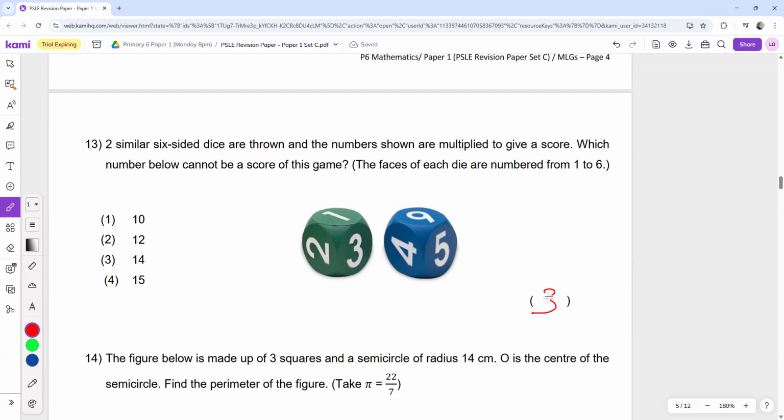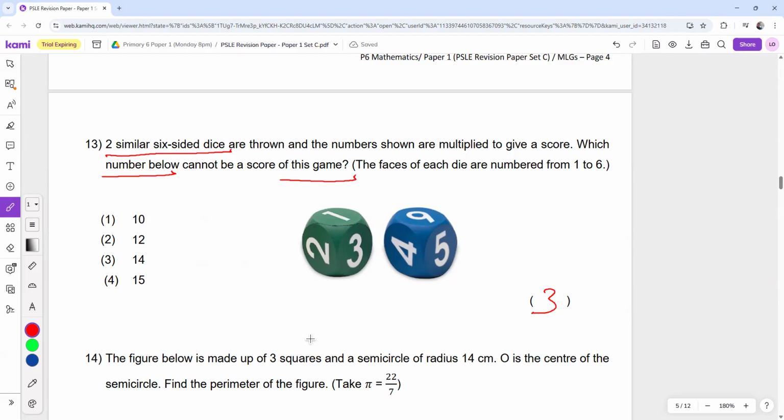Okay, how to do that? Now, two similar dice are thrown and the numbers are multiplied to give a score. Which number cannot be a score of this game? Which number below cannot be a score? Well, you look at 10.